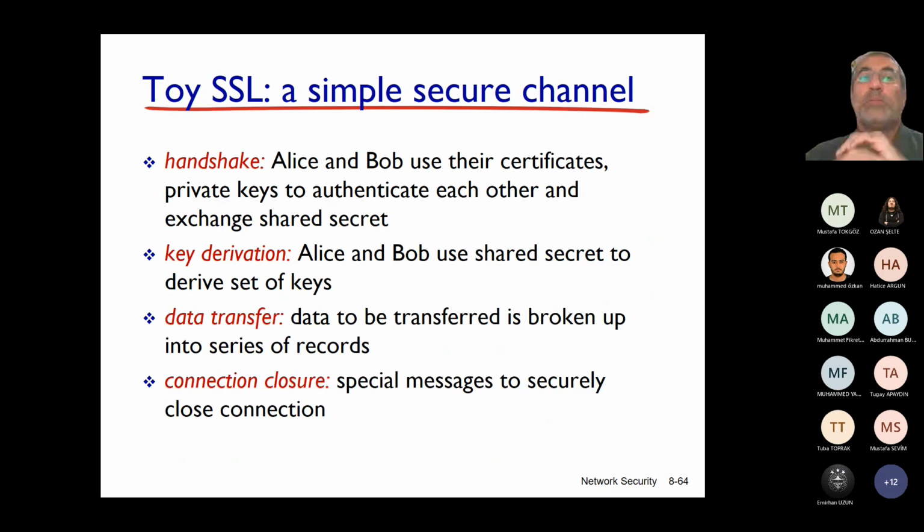So a simple secure channel consists of some steps. The first step is handshake. Alice and Bob use their certificates and private keys to authenticate each other and exchange this shared private secret key. And then we need to obtain the key derivation, which is the second step. Alice and Bob use the shared secret to derive a set of keys.